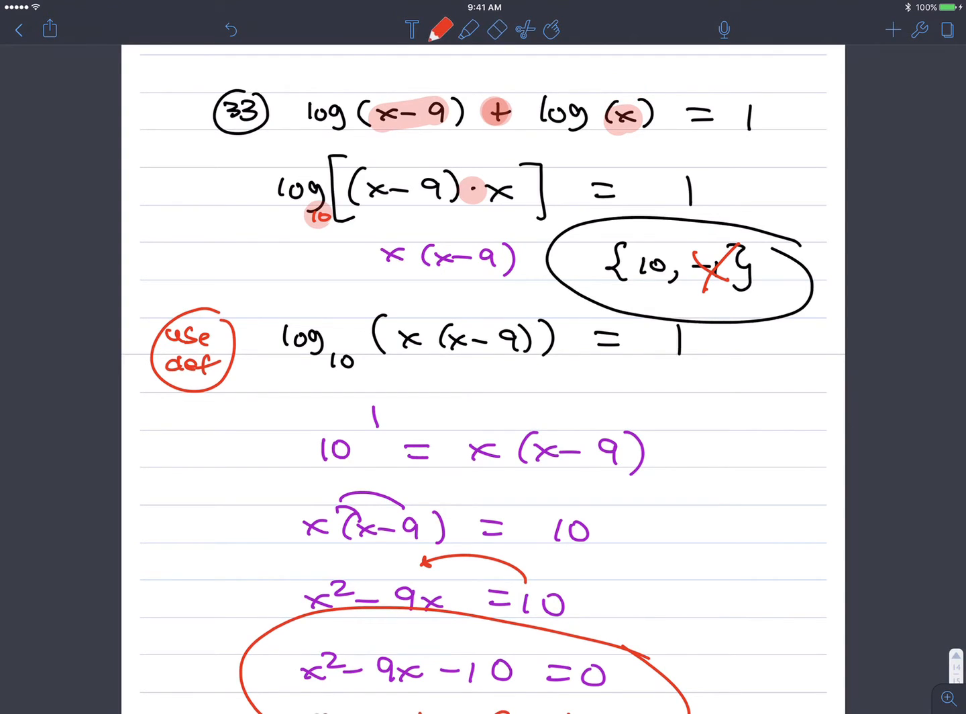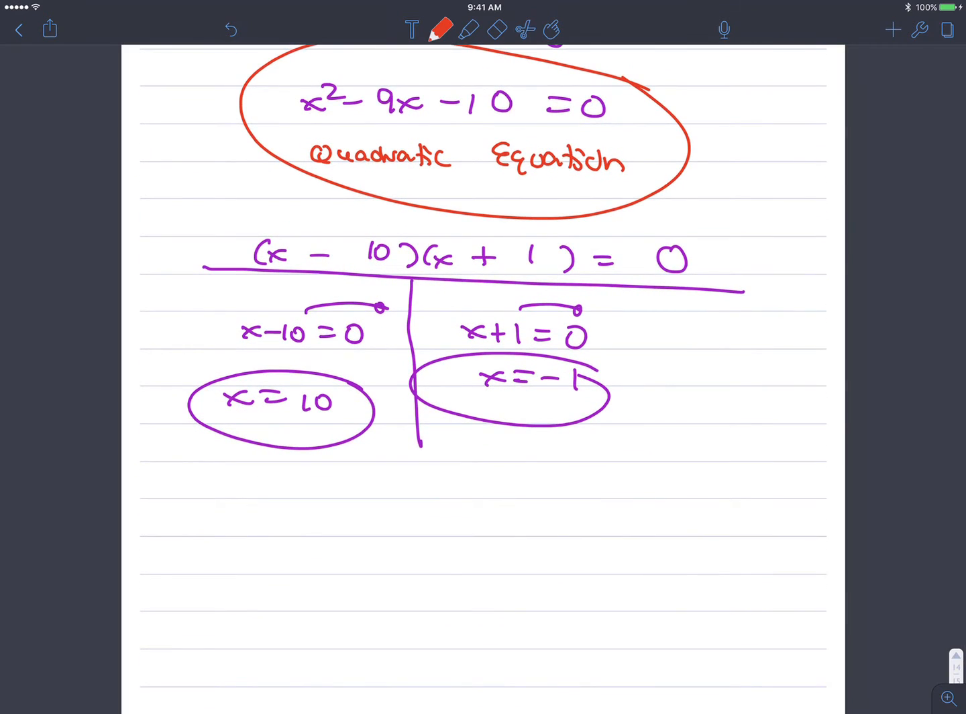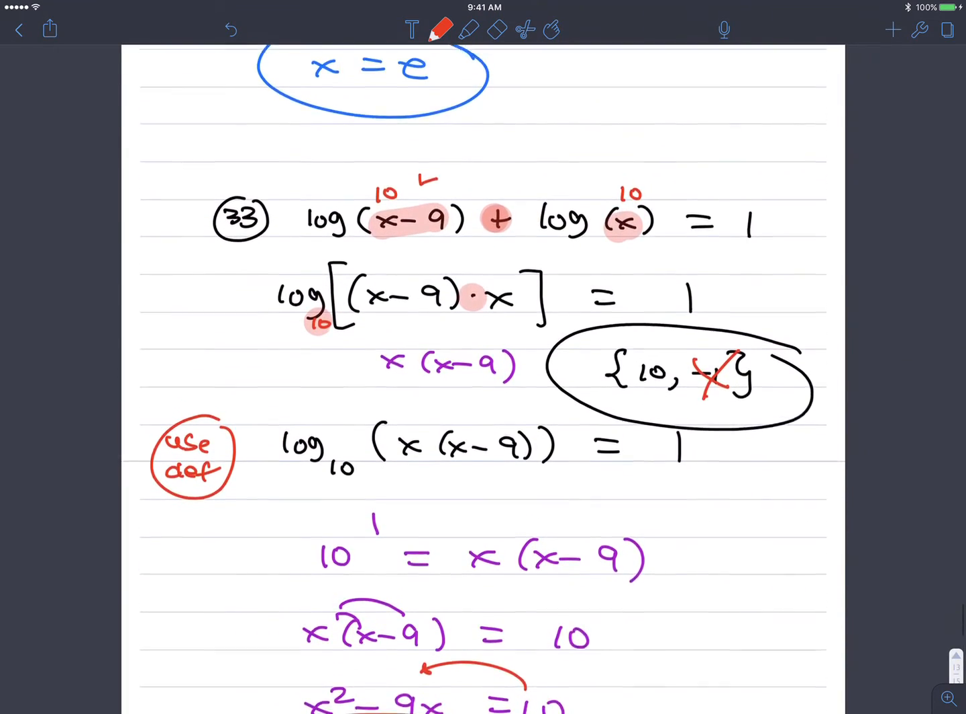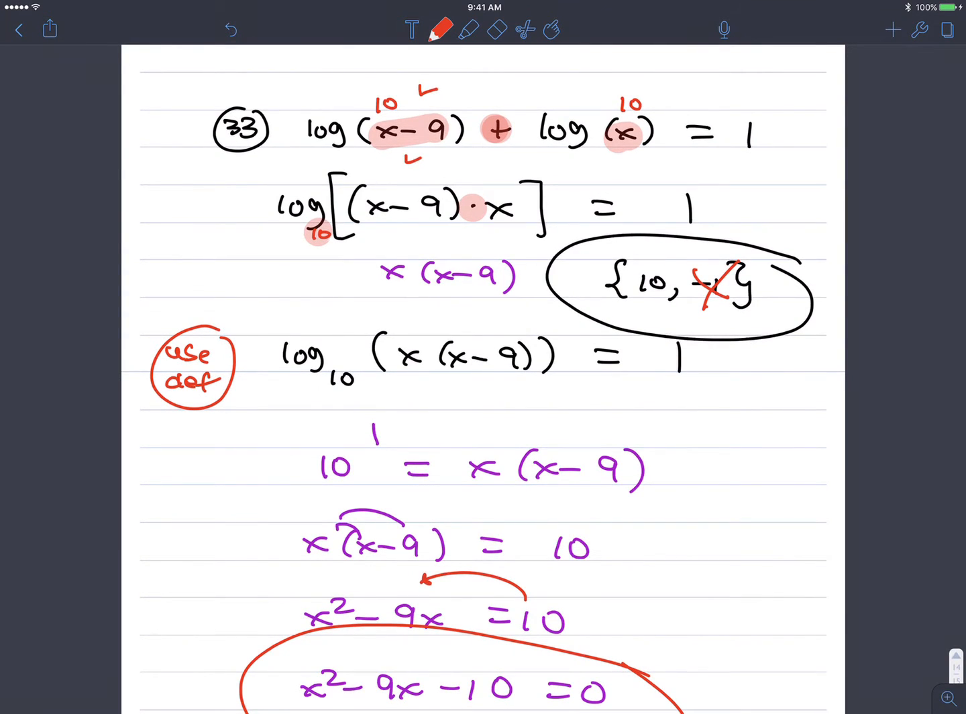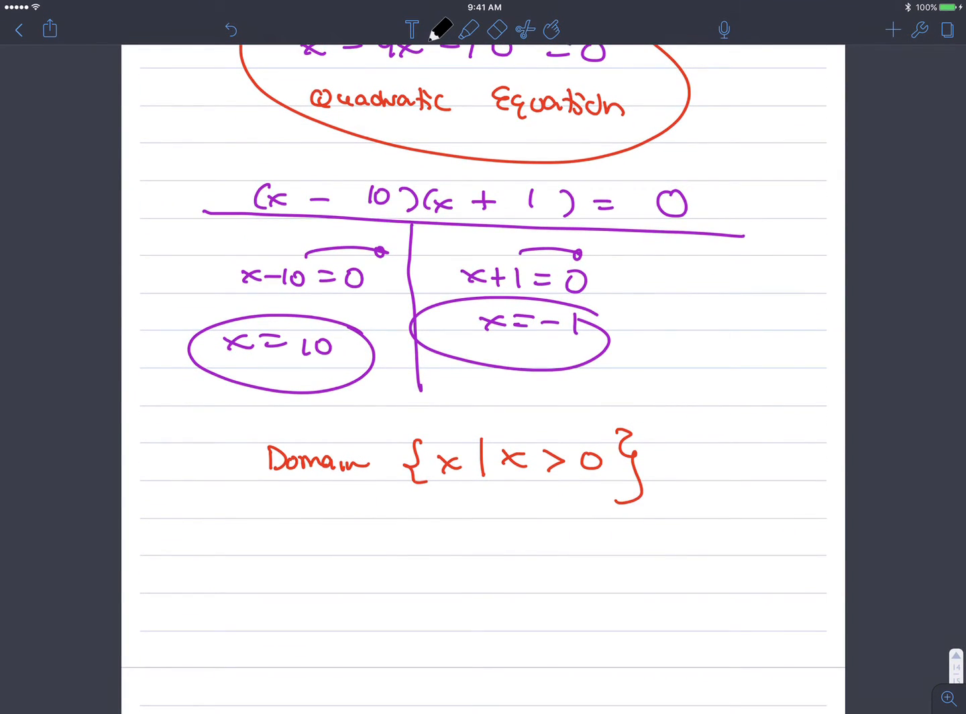Now if I go back and replace x with 10, log of 10 minus 9 on the left is log 1. That's defined. And log of 10, that's defined. Log is defined for positive numbers. Let's recall the domain for a log, and I'll write that down here. Your domain for any log is the set of all x such that x is greater than 0. It only is defined for positive numbers. That doesn't mean x can't be negative. It just means that when I plug in these values, I better make sure that I never have log of a negative number. And that means the only solution I have here is x is 10. Throw this one out. So that's number 33.